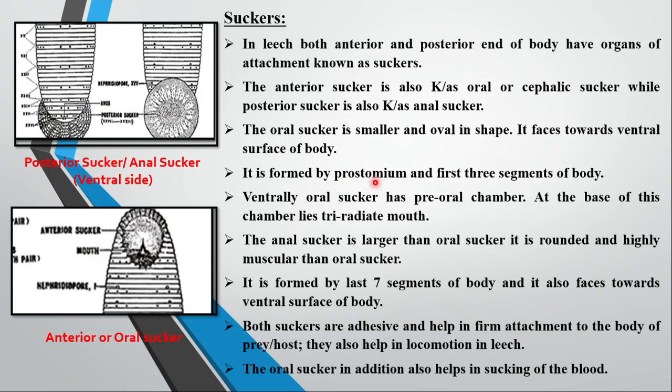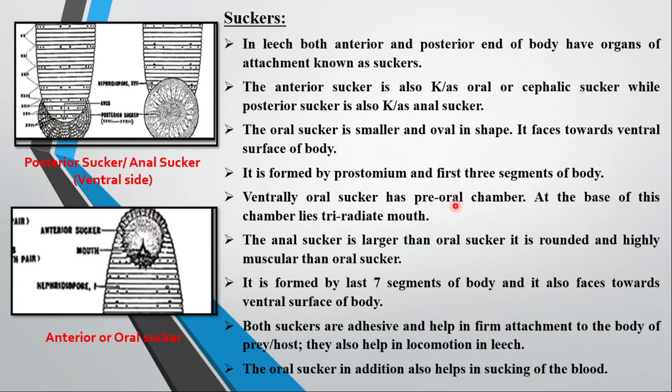It is formed by the prostomium and the first three segments of the body. This oral sucker is present in the first three segments of the cattle leech. The first three segments form the prostomium or the oral sucker.